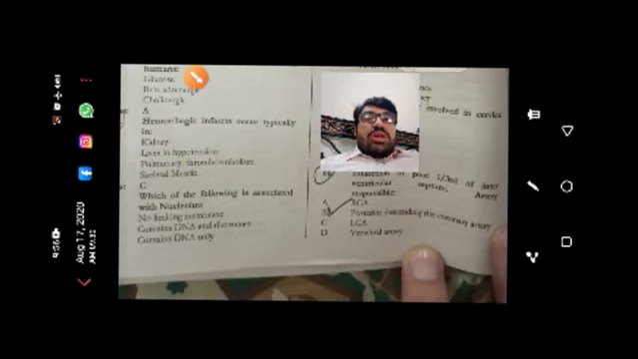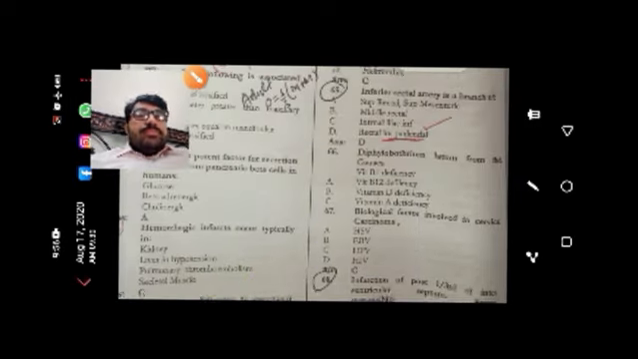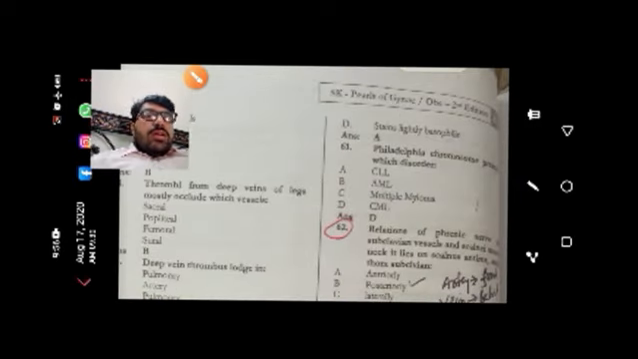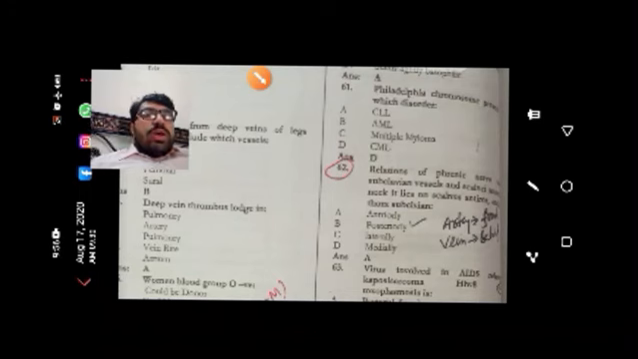Which of the following is associated with the nucleolus? Now nucleolus has no limiting membrane. Philadelphia chromosome, CML, 9 to 22 translocation.